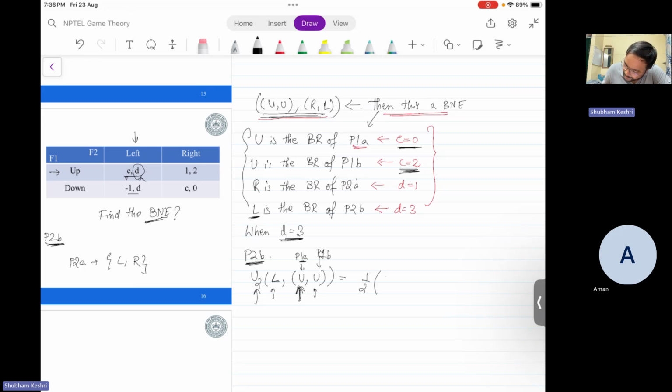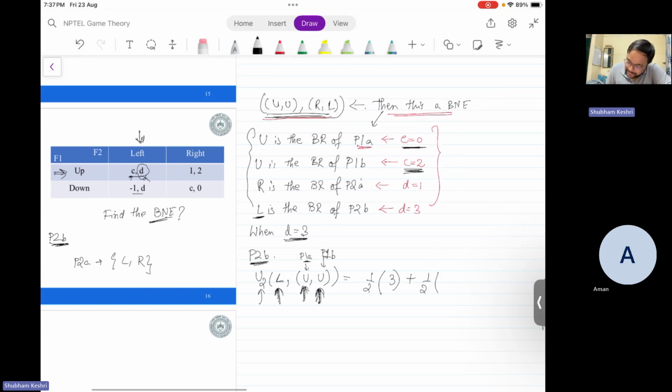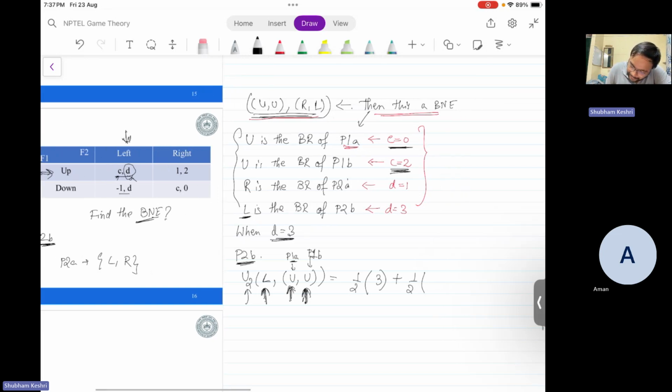What is this? It is D, which is 3, plus half times, when player 2 is playing L and player 1B is playing U. I have not written the table for all the cases. We'll use this table for all the cases. When 1B is playing U, the C is changing, D is not changing, so it will be 3. So it is 3. Right? And just erase this.